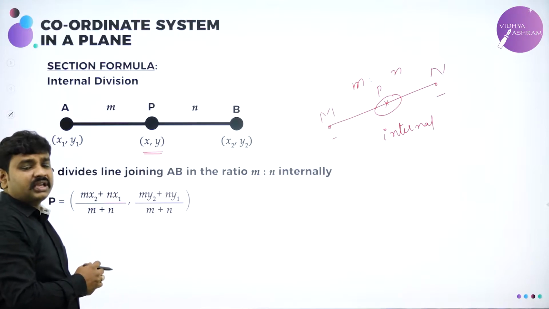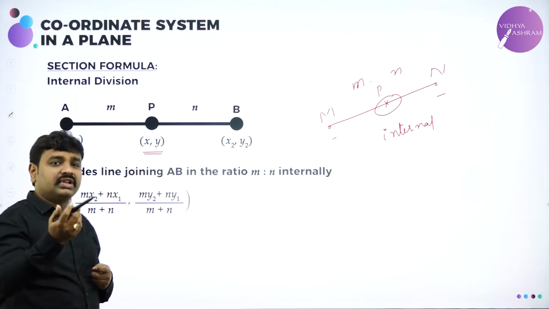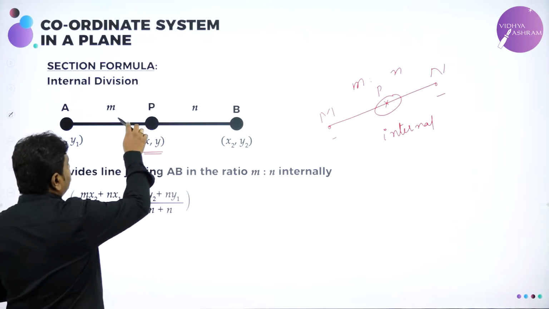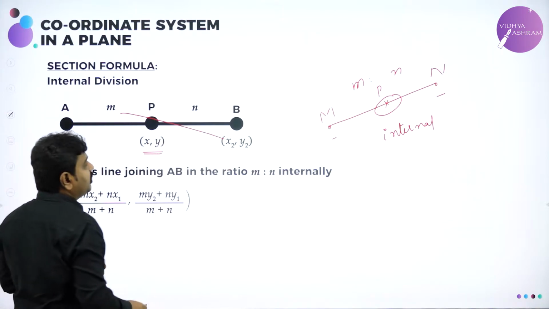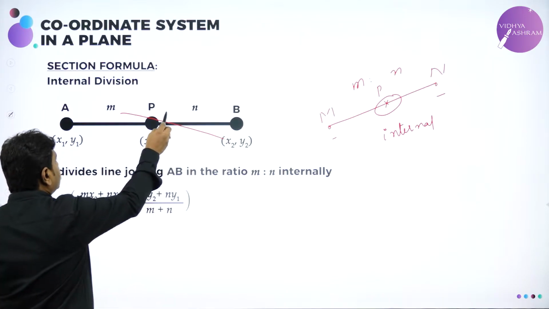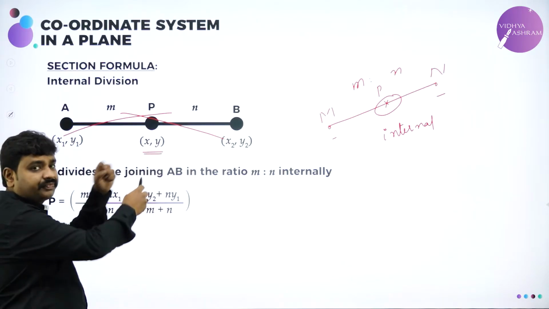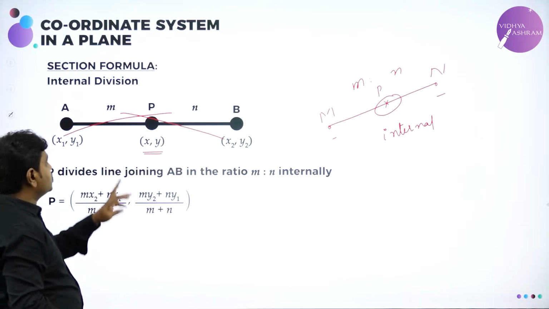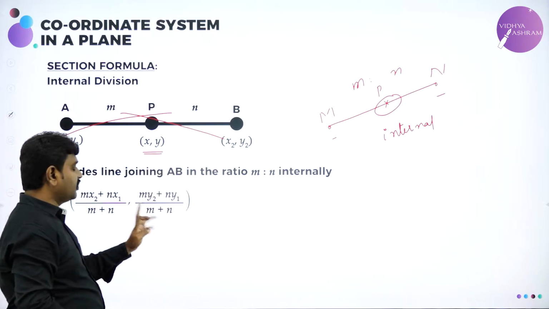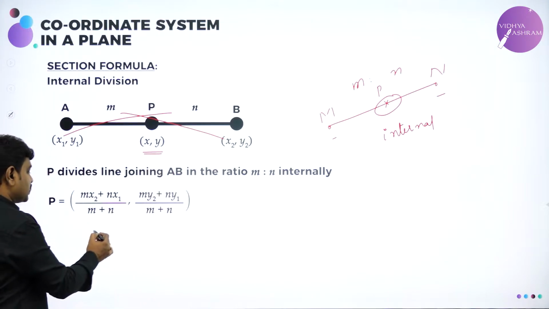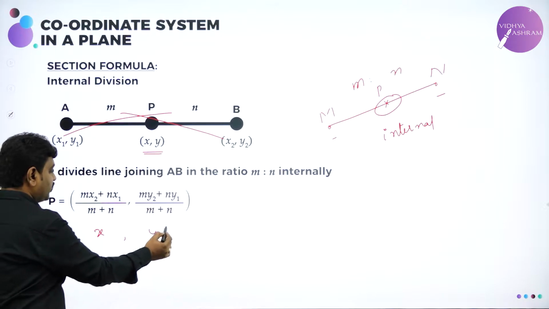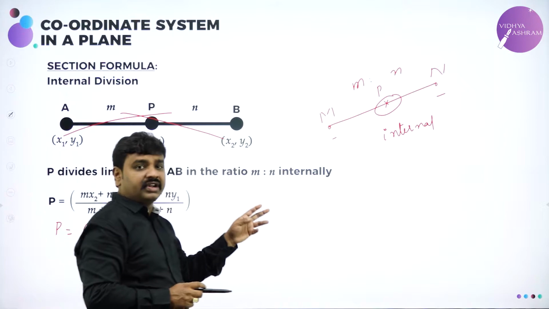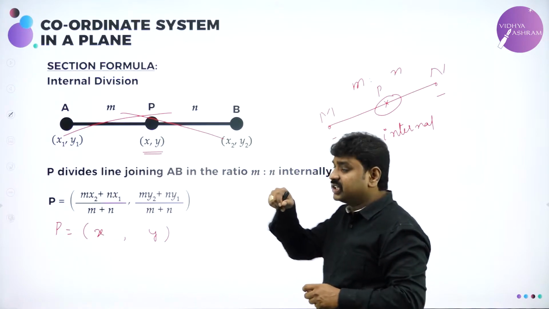So the coordinates of P, we can derive the section formula, the same as what you derived in high school. After deriving we'll get M into x2 plus n into x1, crisscross: m with x2 plus n with x1 divided by the sum of the ratio. Similarly, m y2 plus n y1 divided by m plus n. So this is the x coordinate of the point and this is the y coordinate of the point. So we call P the point of division. Point of division means it is dividing or sectioning the line joining.